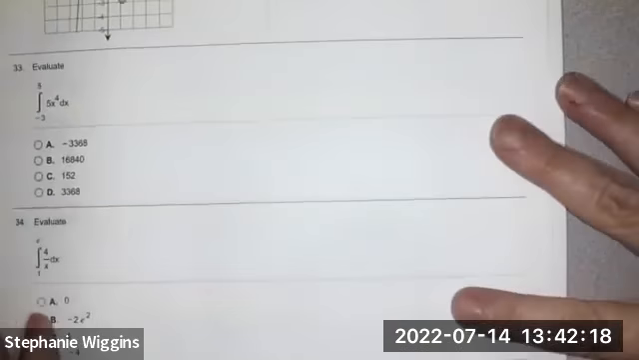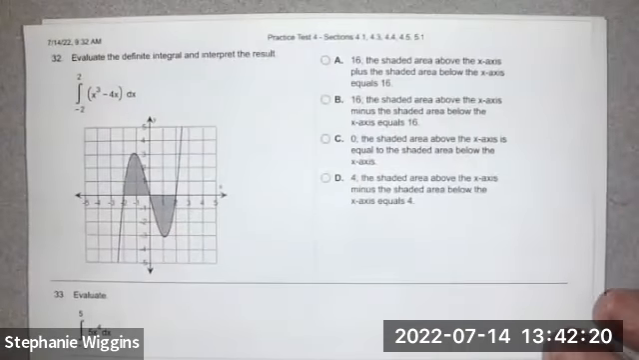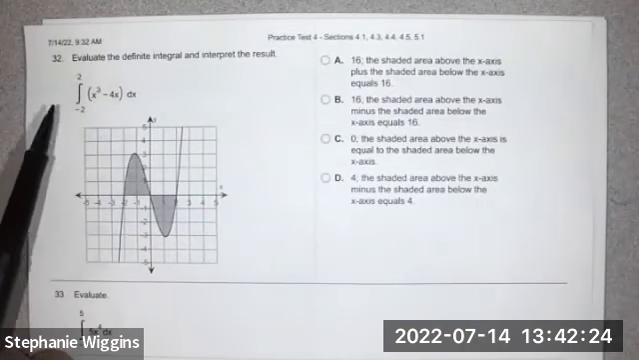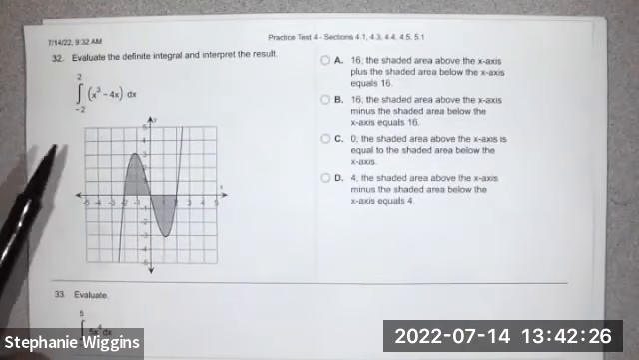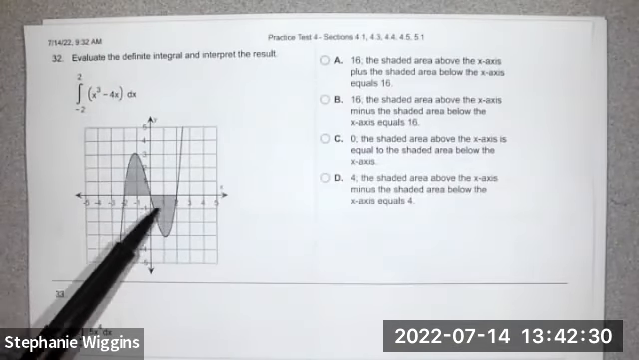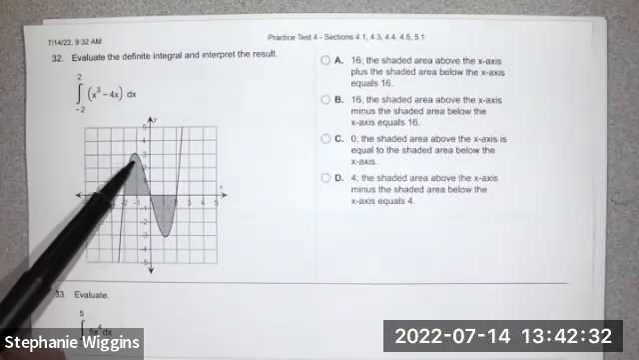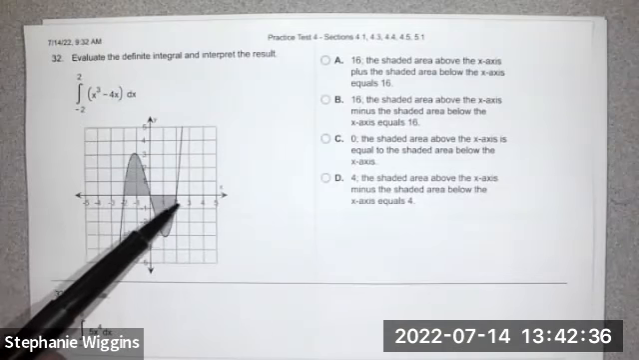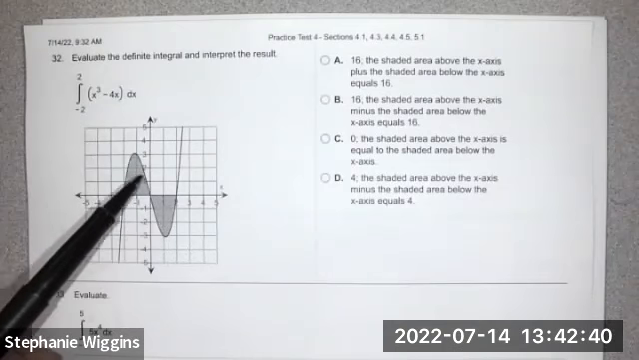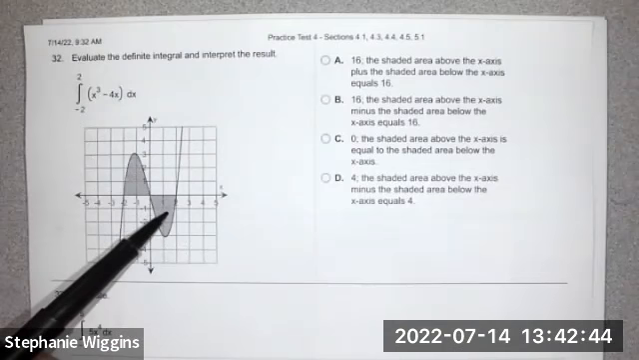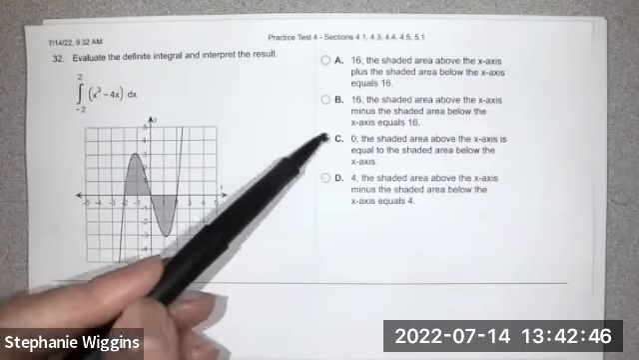Here, again, use your calculator to evaluate the definite integral. I think it's going to be 0 because these two areas look like they're equal. This area is above, so it's positive, and this shaded area is below, so it's going to be negative. So you're going to have two identical answers, but they're going to be subtracted. So C is the correct choice.